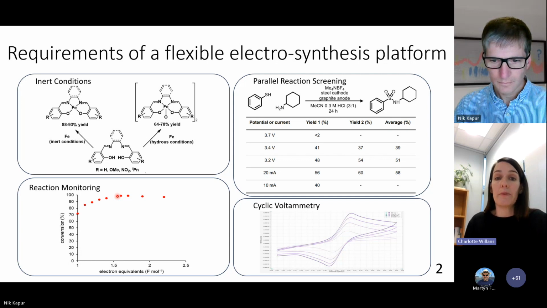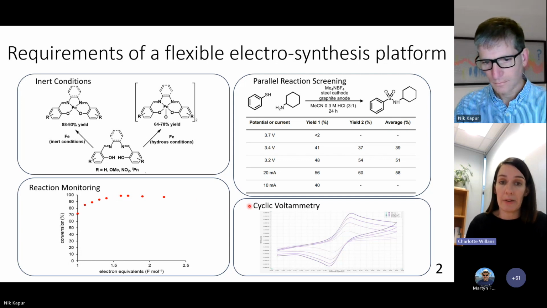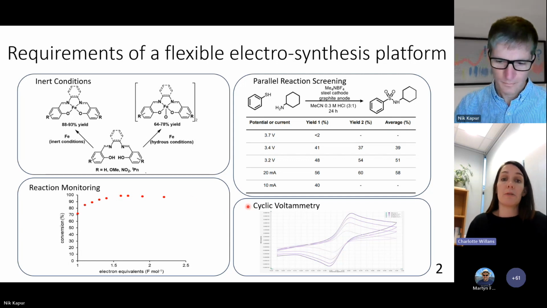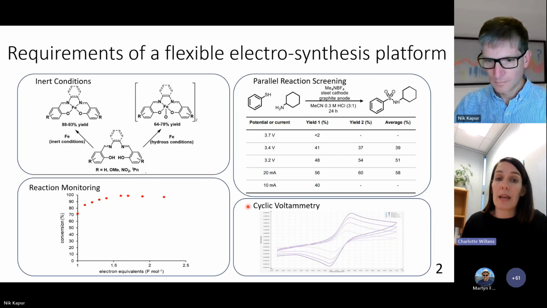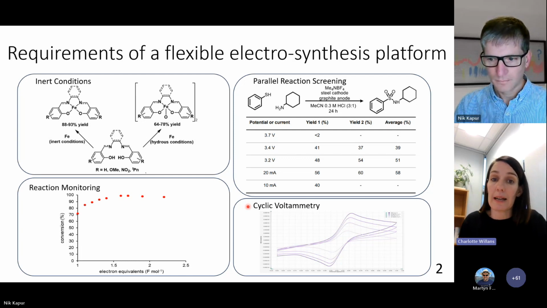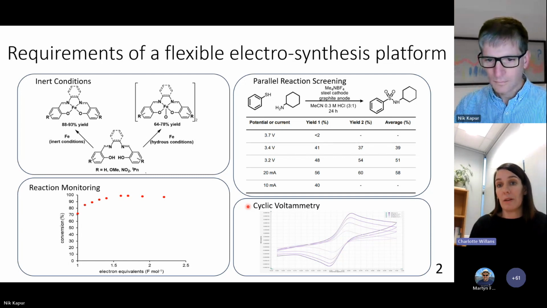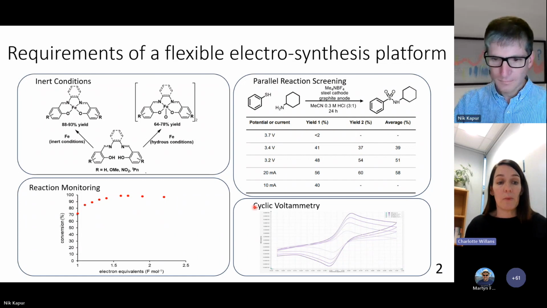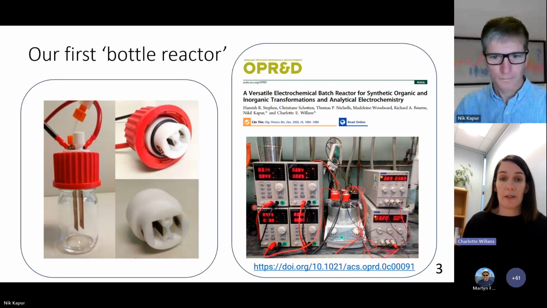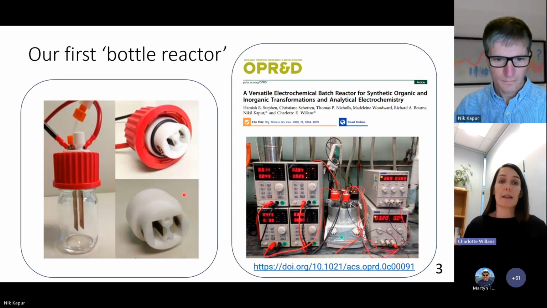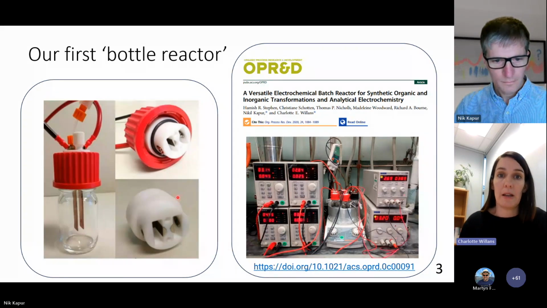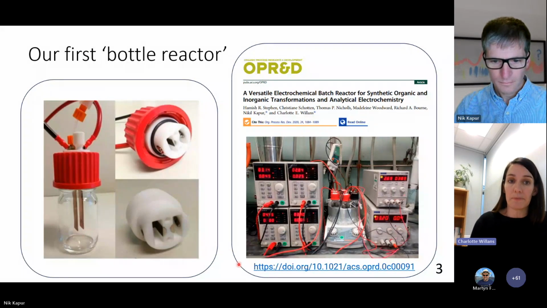And then, of course, if we're doing electrochemistry, we're doing electrosynthesis, we want to be able to do some analytical electrochemistry, so running some cyclic voltammetry. And in order to do that, we need to switch out the power pack that we use to do our electrosynthetic reactions and replace that with a potentiostat. So working with Nick, we developed our first reactor, which we called the bottle reactor. And this was published in OPRD a few years ago.